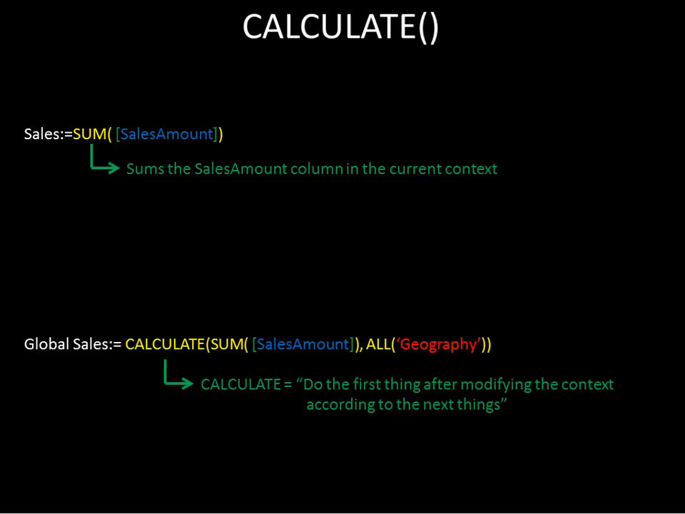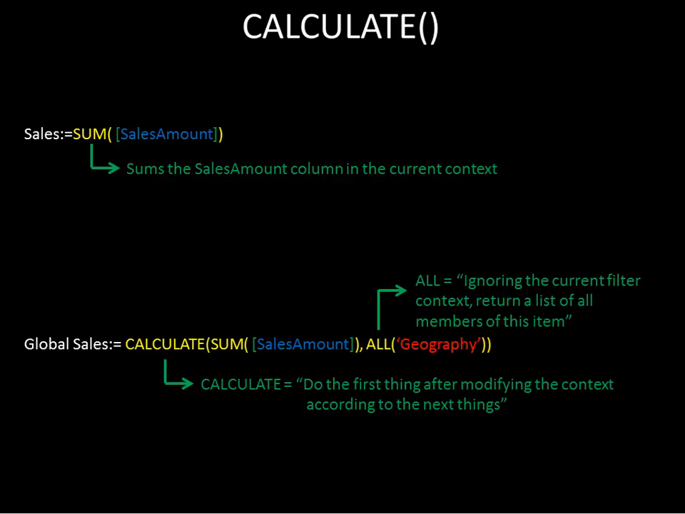CALCULATE is telling the calculation that I want you to do the first thing in this function, modifying the context according to what comes after that. And CALCULATE can take more than one additional argument, so we could have two or three or four. And so what's happening is the sum is the same, but the context is being modified by this ALL function. ALL says ignore the current context and just return a list of all the geographies. So this calculation will basically remove the filter that's implicitly applied by the Excel rows and instead calculate the sum of sales amount for all the geography members.